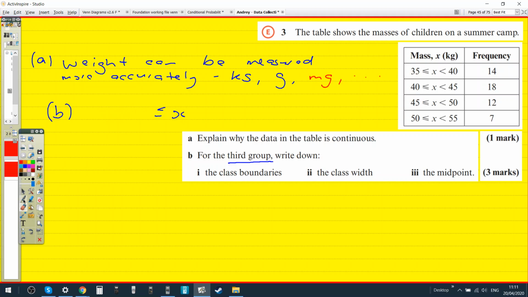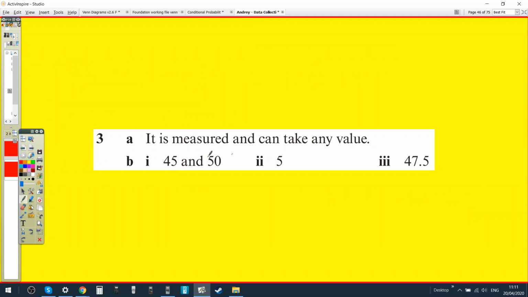Okay, and so does that mean the class width would be 5? Yep. And the midpoint would be 47.5? I believe so. So 47.5 kilos. Class width, that's 5. Let's take a look. 45 and 50, 47.5.